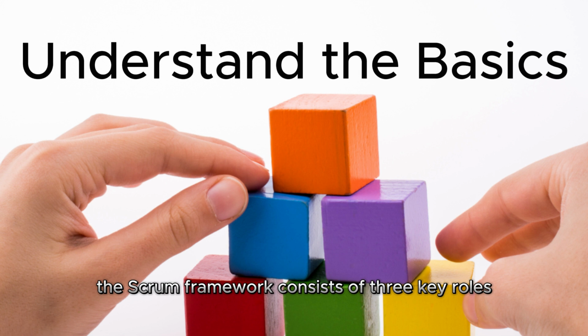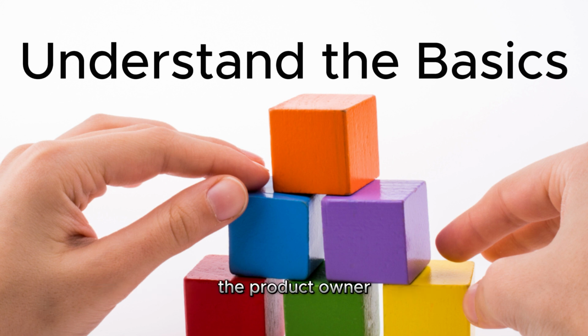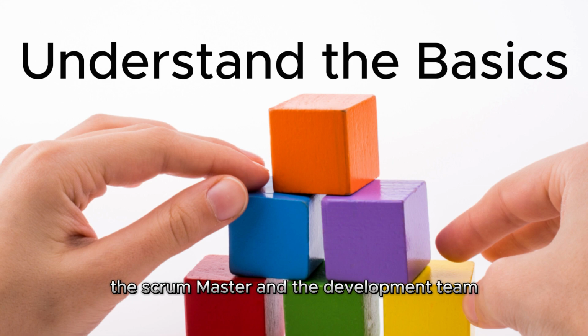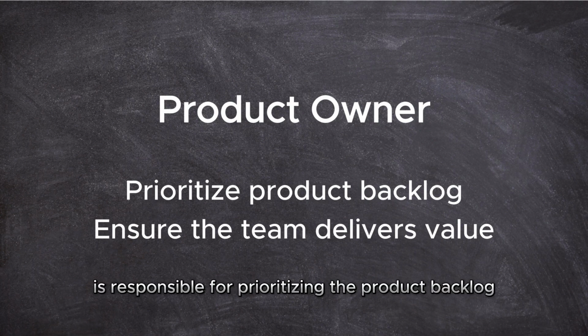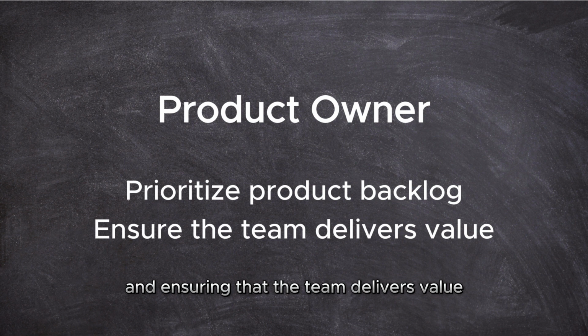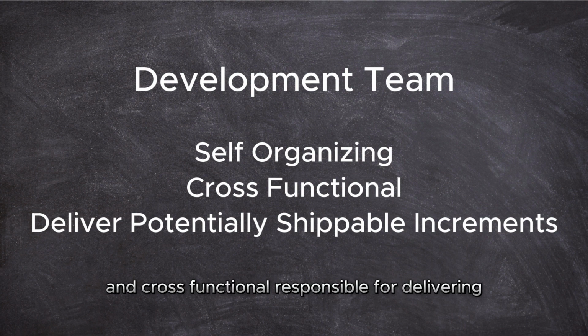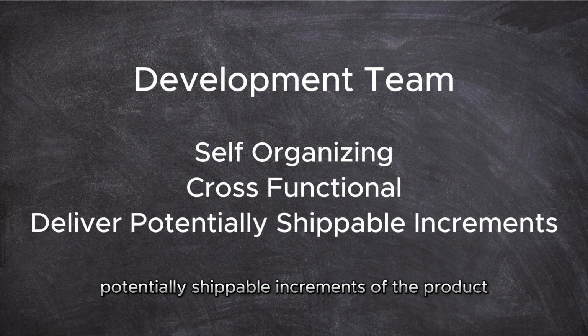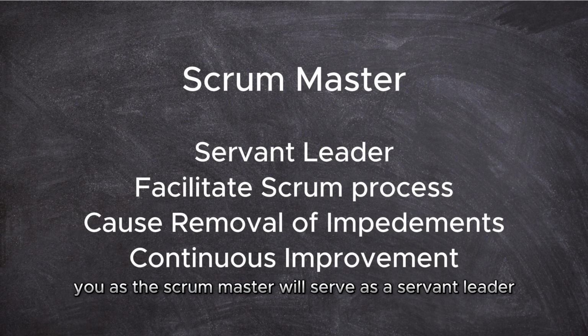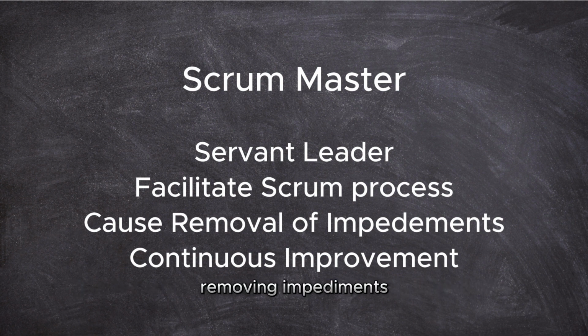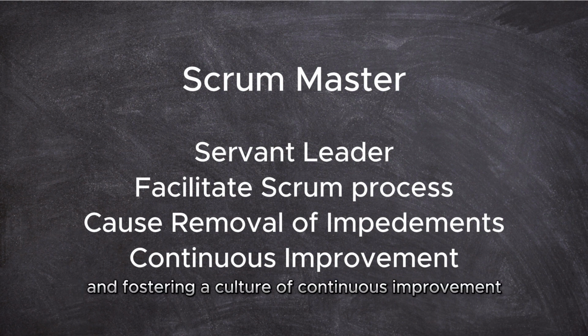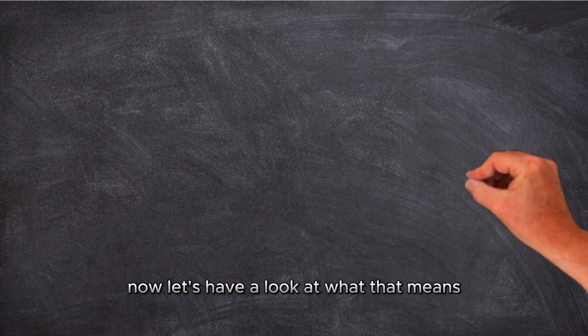The Scrum framework consists of three key roles: the product owner, the Scrum Master, and the development team. The product owner is responsible for prioritizing the product backlog and ensuring that the team delivers value to the stakeholders. The development team is self-organizing and cross-functional, responsible for delivering potentially shippable increments of the product at the end of each sprint. You, as the Scrum Master, will serve as a servant leader, facilitating the Scrum process, removing impediments, and fostering a culture of continuous improvement. Now, let's have a look at what that means in practical steps.